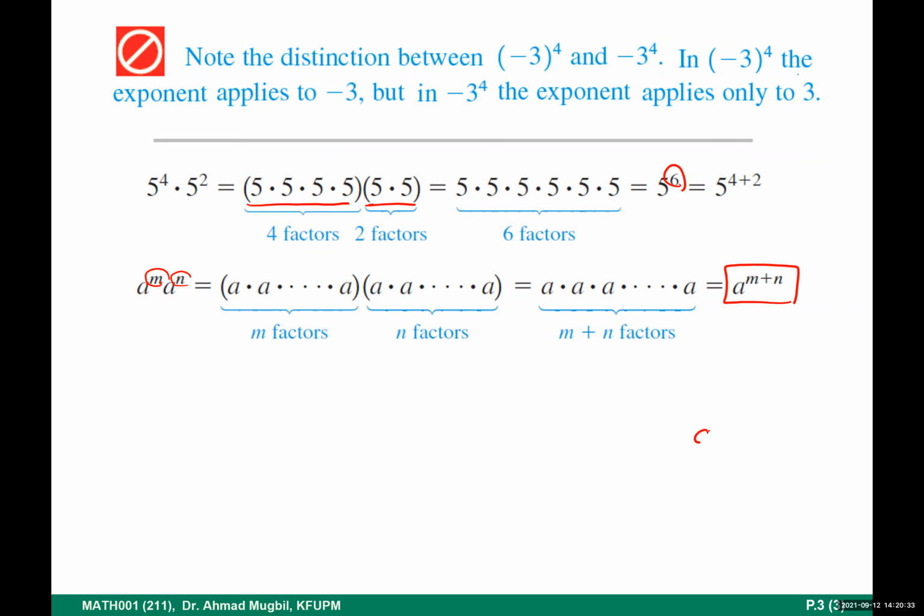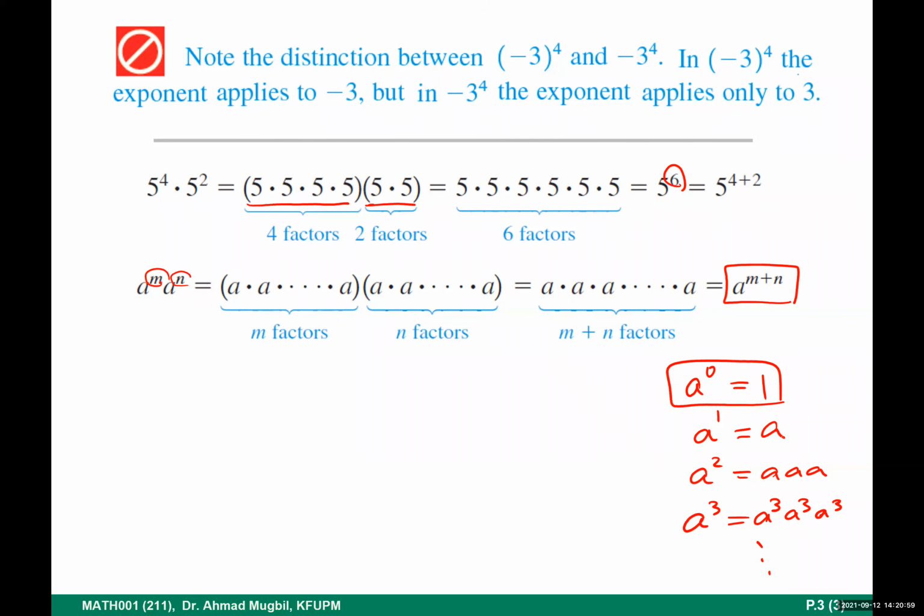Now, it is clear that a to the power 1 is a. We don't write the 1. When we have a squared, it is a times a. When we have a to the power 3, it is a times a times a, and so on. Now, what is a to the power 0? Yes, a to the power 0 is 1. Why is that?